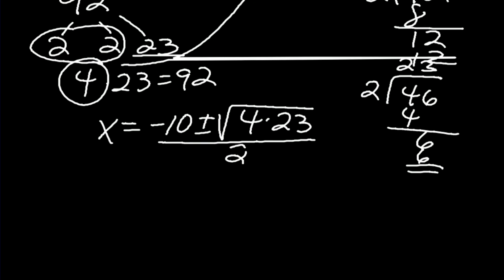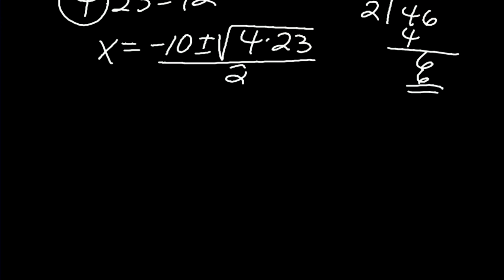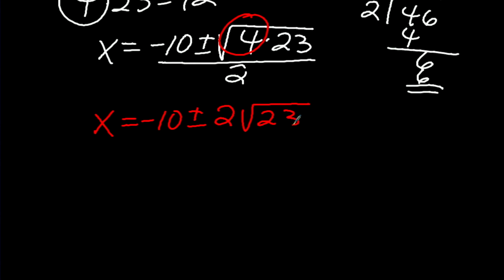But I'm not quite there yet. I'm almost there. My next step is I want to take care of this square root. So I can do that. So I have x equals negative 10 plus or minus the square root of 4 is 2, and it comes outside the radical, so I have 2 onto the square root of 23, all divided by 2. Now, you're probably sitting there thinking, can I make that any simpler? And the answer is yes, you can.